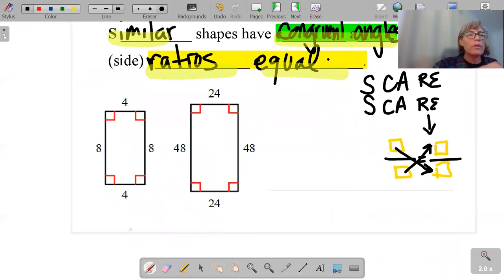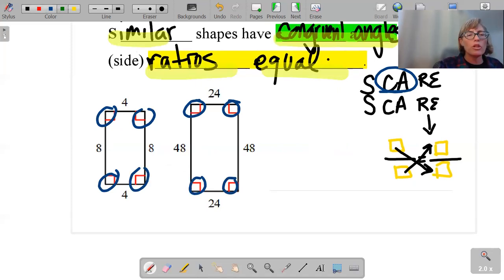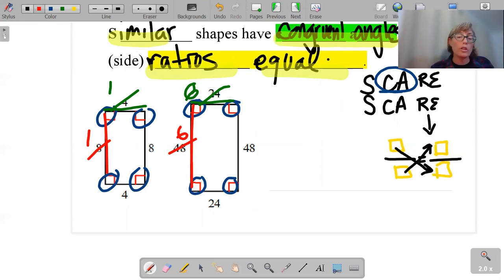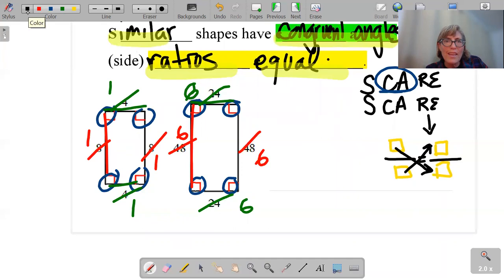Let's take a look here. First off, we're going to test for CA, congruent angles. Notice all the corresponding angles are congruent. Now we check our side ratios. 4 to 24, that is a 1 to 6 ratio. 8 to 48, that's also a 1 to 6 ratio. So notice that the ratios are equal all the way around and the angles are congruent. That means these 2 rectangles are similar.